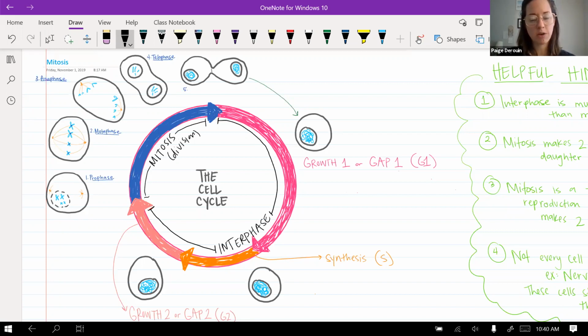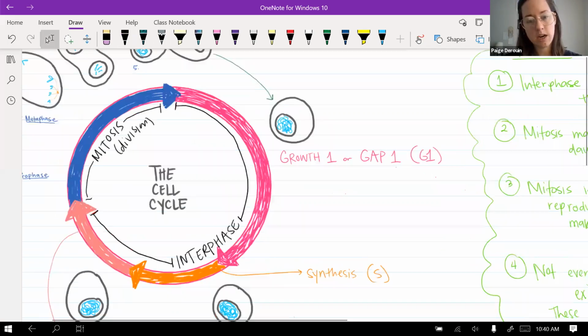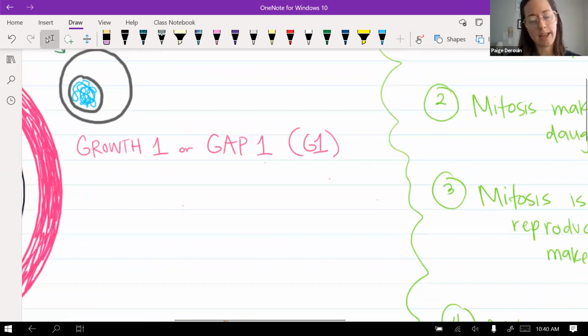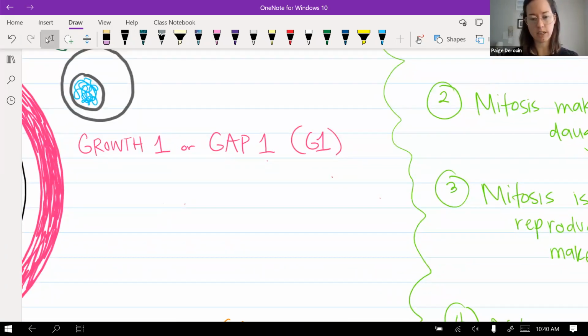All right, so around the donut of arrows, you will see a bunch of different drawings. Those are meant to be the same cell going through the process. The blue is the DNA, and the gray is the membranes of the cell. One is the cell membrane, and one is the nuclear membrane or the nucleus. Let's start here with our growth one or gap one. It's called both, and you might see it called either one. You also can just refer to it as plain G1. That's also perfectly fine. What happens during this time is exactly what it sounds like.